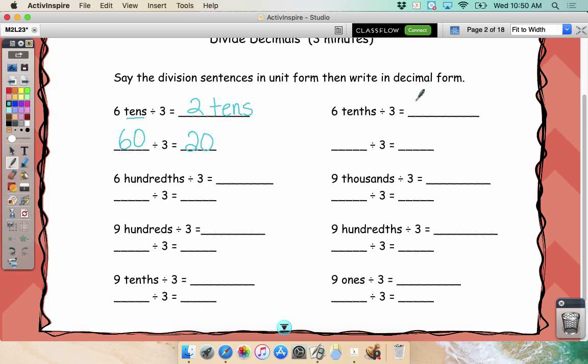We know 6 divided by 3 is 2. What's my place value? Tenths. Okay, how do I write 6 tenths? 0.6. And how do I write 2 tenths? 0.2. Okay, you want to try the rest of these on your own, and I am going to pause it while you do that.